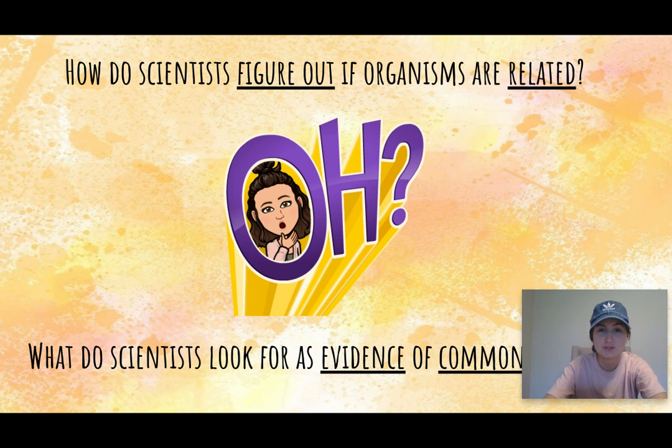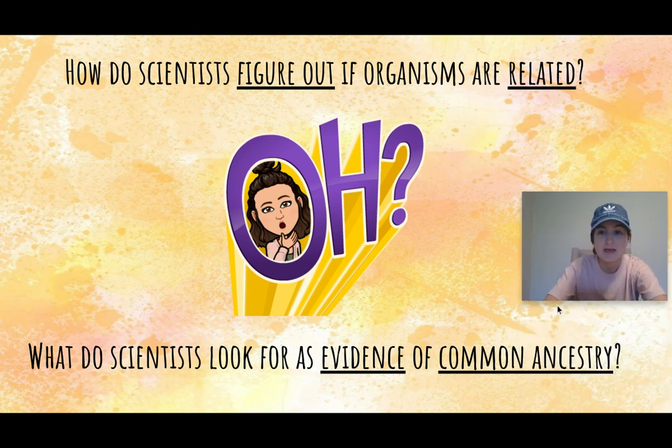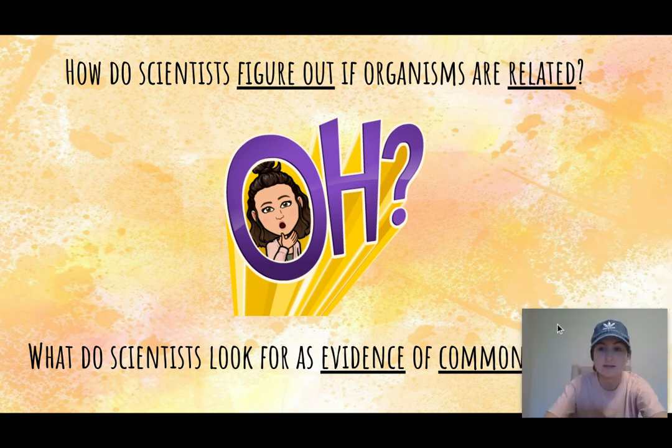So again, the big question that we've been focusing on is, how do scientists figure out if organisms are related, and what do scientists look for as evidence of common ancestry? How do scientists figure out which organisms might be related to one another when trying to piece together evidence from Earth's past, organisms that might have gone extinct before we were able to see them, and things like that.